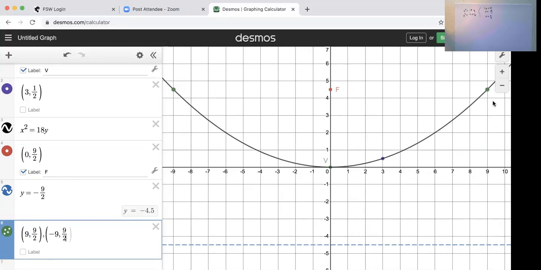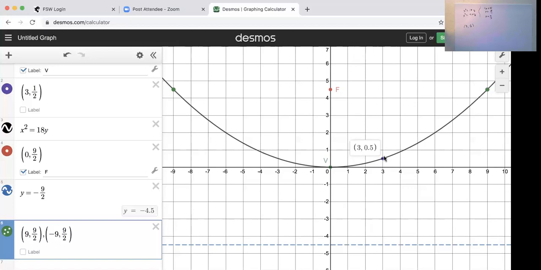But those are the points that are equidistant, right? All the points on the parabola have the same distance from the focus as they have from the directrix. 9 units here, 9 units here. This guy here, 9 units here, 9 units here. This guy, what was that point that we had? This point was (3, 1/2). So the distance from here to here has got to be the same as the distance from here to here. Now you look at that: a half, 1.5, 2.5, 3.5, 4.5, 5, that's 5 units away.